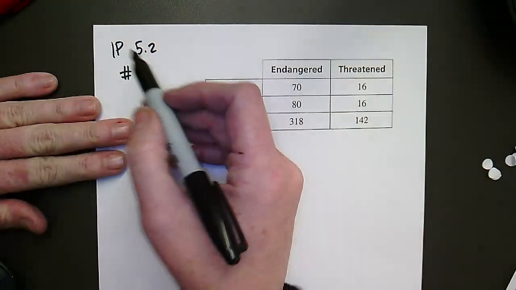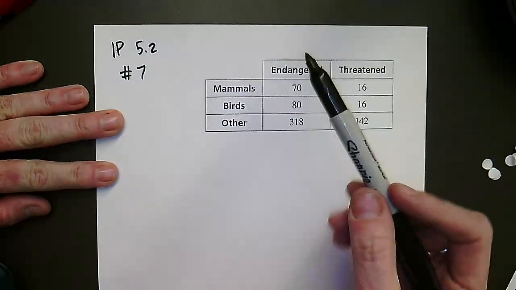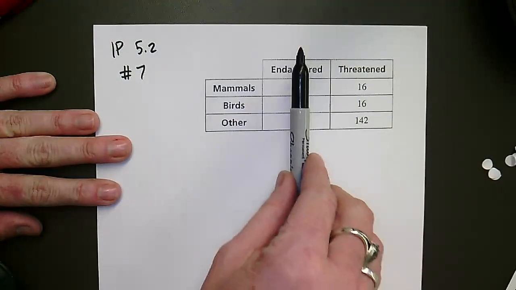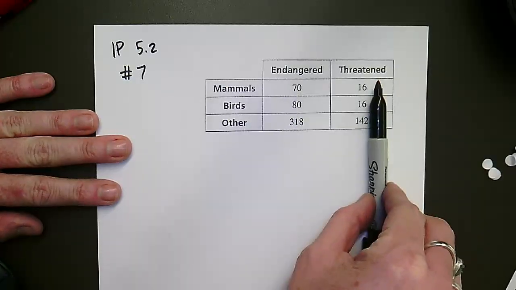All right, we're looking at independent practice 5-2. This is problem number 7. We have this table here. It's a two-way table. We're looking at animals that are endangered or threatened. And so again, with the two-way table, it's in one category or the other.